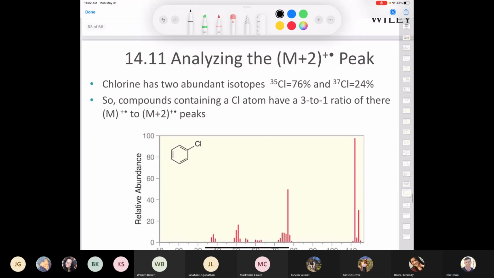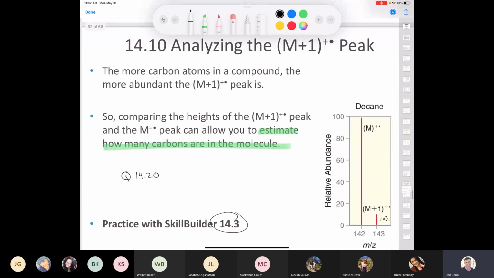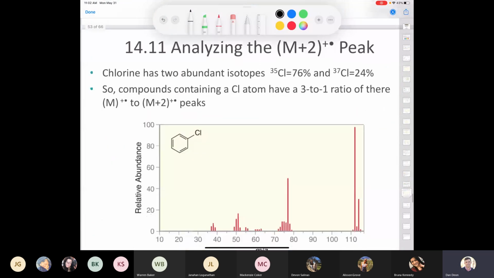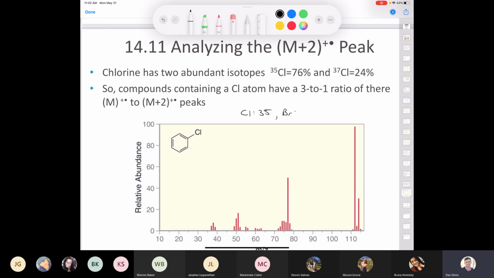All right. So that was section 14.10 and the M+1 peak. Now let's talk about the M+2 peak. If you remember earlier on, I told you that chlorine has a mass of 35 and that bromine has a mass of 79. I mentioned that briefly a few minutes ago. But you can actually analyze the M+2 peak and determine whether you have chlorine or bromine in the molecule. Let me show you how you can do it.